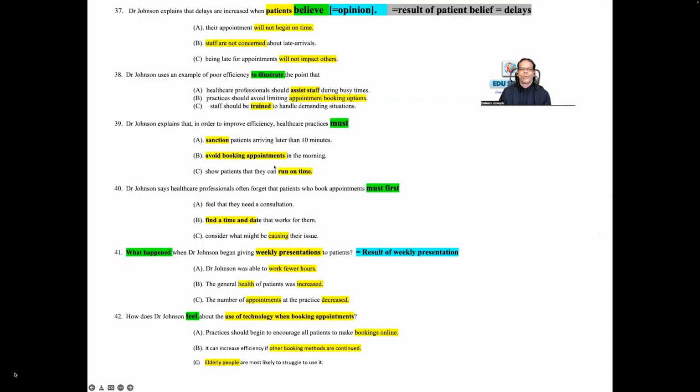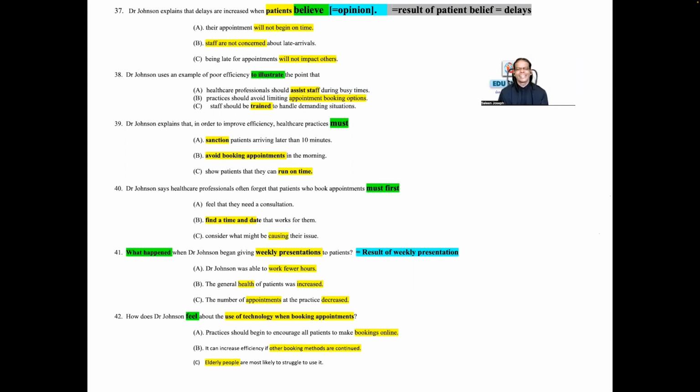And avoid booking appointments in the morning. No appointments in the morning at all. Till noon, everybody is sitting there. No patients are taken. Will it happen? Can it improve efficiency? No, it cannot improve efficiency. In the afternoon, you will have to take all the 80, right? So it will cause more inefficiency.